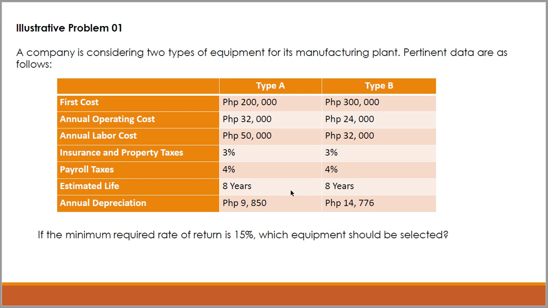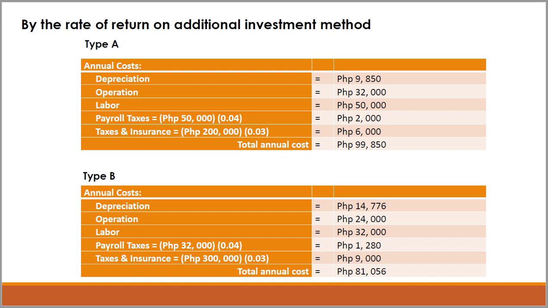Okay. So if the minimum required rate of return or MARR set by the company is 15%, which equipment should be selected? So is it type A or type B? Mas mura initially yung type A, pero mas mahal naman yung type B. Pero mas mura naman yung type B in terms of the annual cost, operations and maintenance cost. No? We'll see. So we're going to use the different methods we have mentioned in the previous video. So let's start with the rate of return on additional investment method.